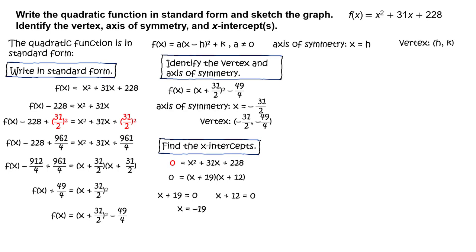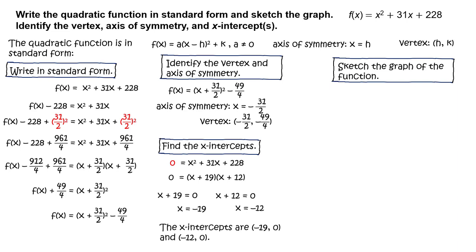To solve the equation x plus 19 equals 0 for x, subtract 19 from each side of the equation. x equals negative 19. To solve the equation x plus 12 equals 0 for x, subtract 12 from each side of the equation. x equals negative 12. So the x-intercepts are (negative 19, 0) and (negative 12, 0).